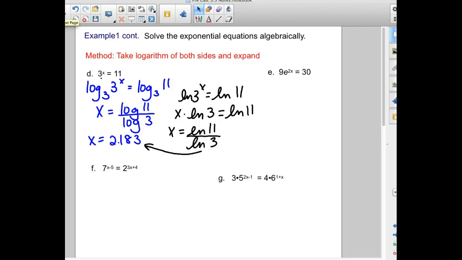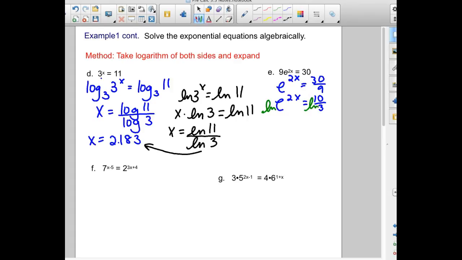For this one, since you have an e in the expression, I would use a natural log. We're going to divide that 9 to the other side, so we have e to the 2x equaling 30/9. We can reduce that to 10/3. And then if we take the natural log of both sides, on the left side, we're taking the natural log of e to a power. We just get the power. So we have 2x equaling the natural log of 10/3. And then we can use our calculator to find the natural log of 10/3 and divide out our 2.